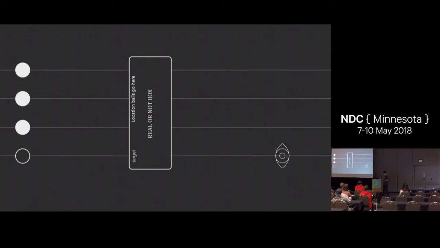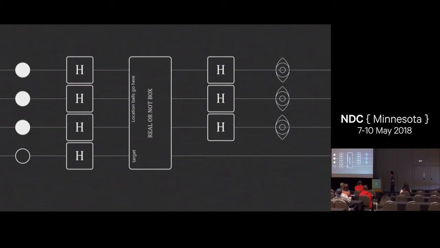So, luckily, you've got some H boxes. So, we're going to put these balls through exactly the same box, but we're going to put them through some Hadamard boxes first. And rather than looking at the target ball, we're going to look at the output from the original balls that we put in. So, can everyone see how this is a kind of similar quantum circuit to what we've been looking at? It doesn't matter what this real or not box in the middle does. It does something that takes an hour.